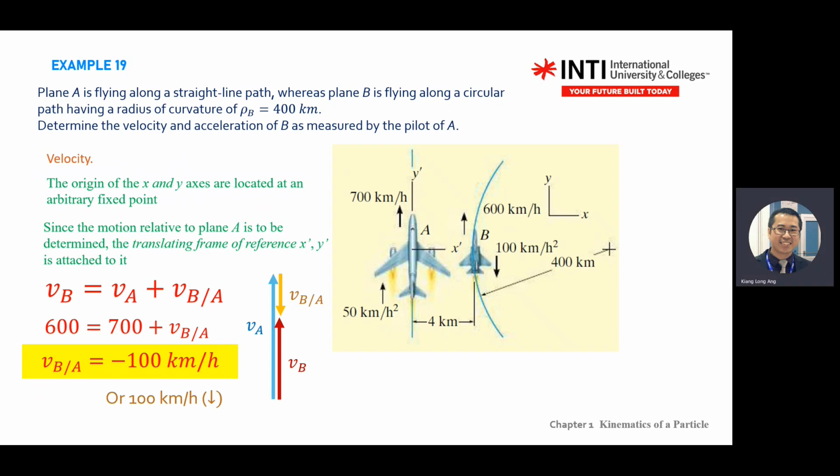Okay, so that means if you are A, you look at B, you are actually seeing B is moving back, right? Because you are faster. You move faster than B. You're actually seeing B is going behind. So you get a negative sign.